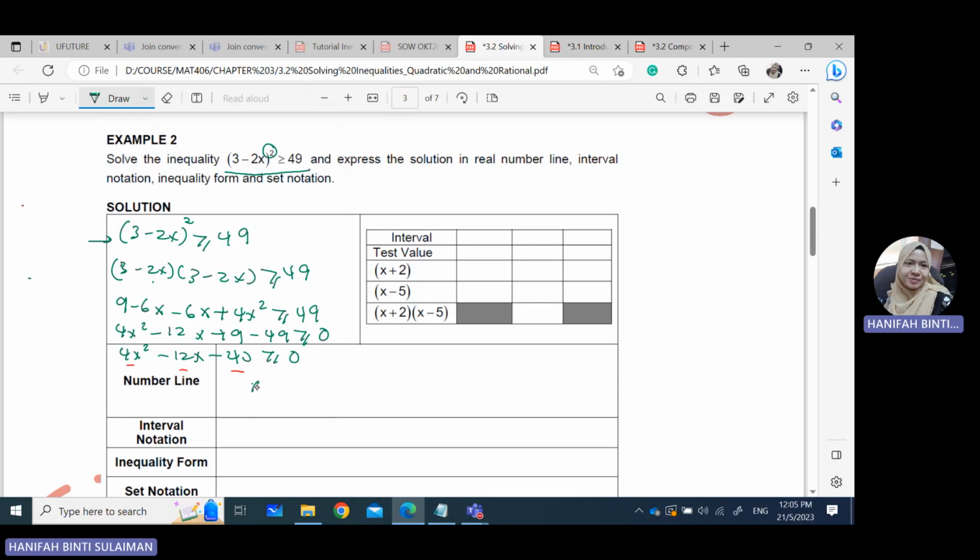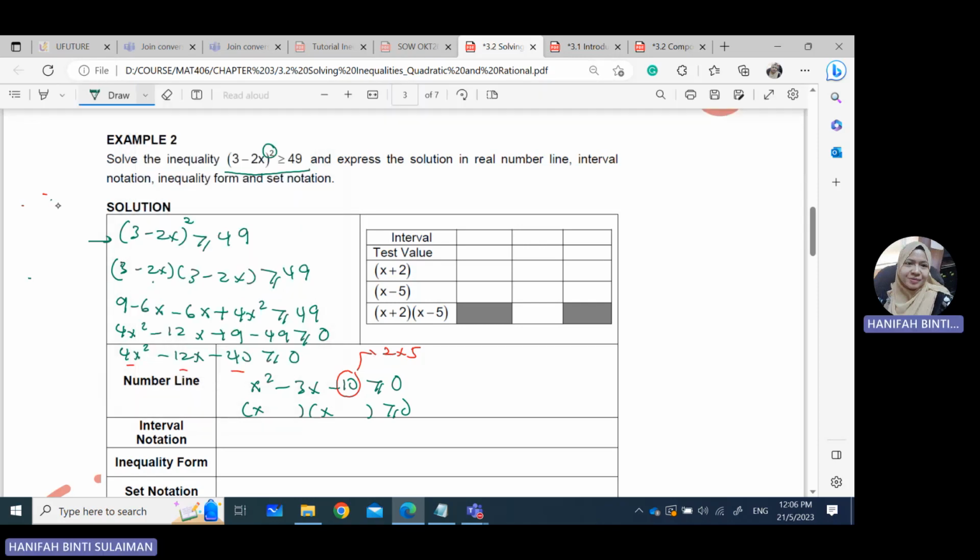We have x squared minus 3x minus 10 greater than or equal to 0. So this one, factorize. Factorize x. So this 10, factorize for 10, apa dia? Apa faktor bagi 10? 2 kali 5, 5 kali 2, 10 kali 1, 1 kali 10. So kita ambil tu times 5 lah. So kita letakkan 2 di sini, 5 di sini.